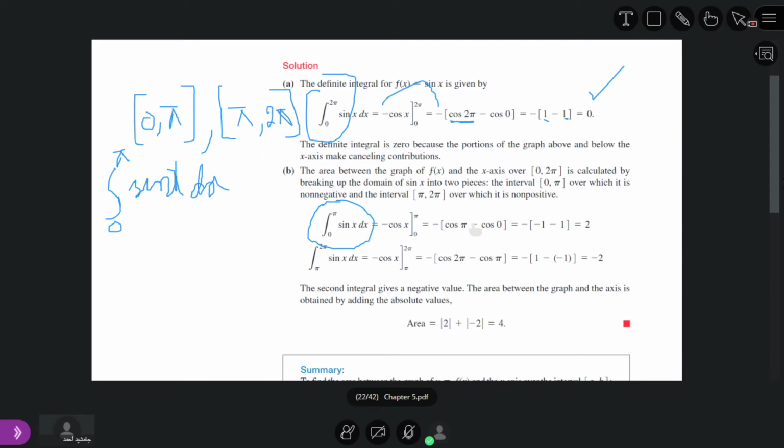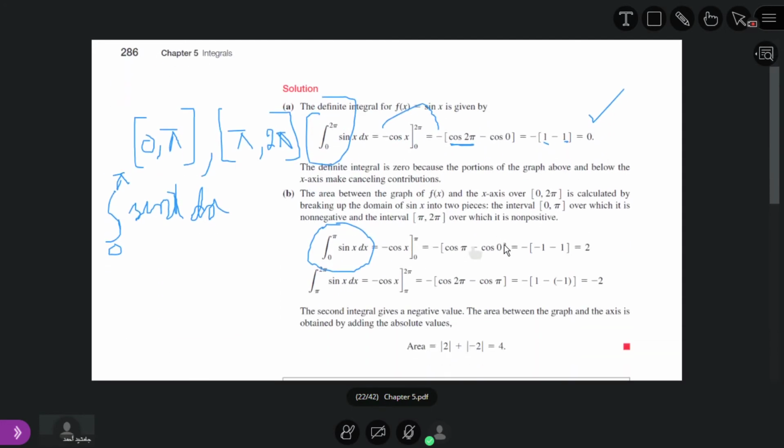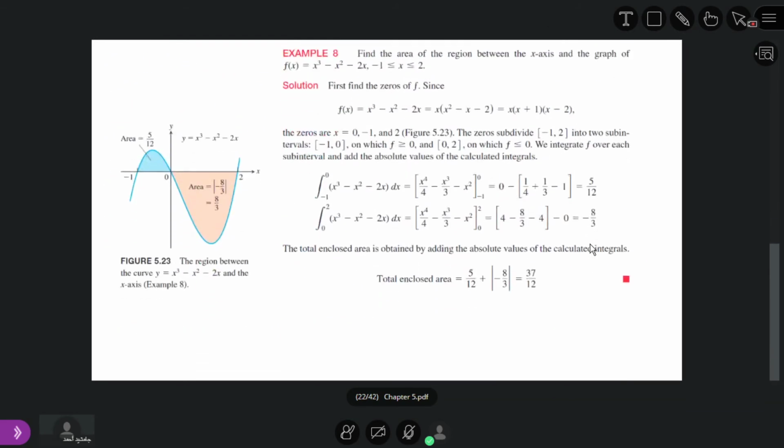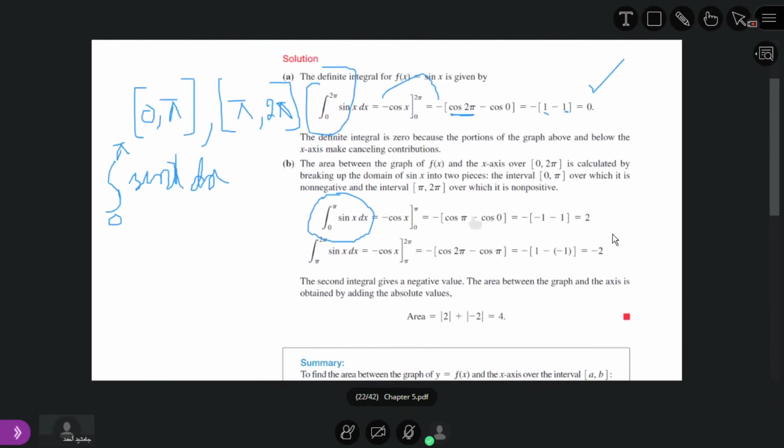Now if we have to find the area, we just have to take their absolute value. What is the absolute value of 2? It is equal to 2. And what is the absolute value of minus 2? It is also 2. So 2 plus 2, when we add, this is the area of the function over the interval 0 to 2 pi.